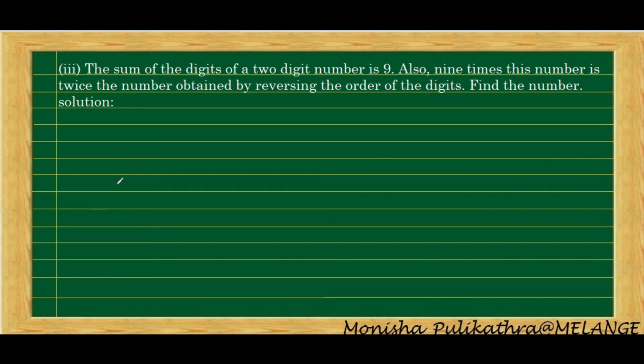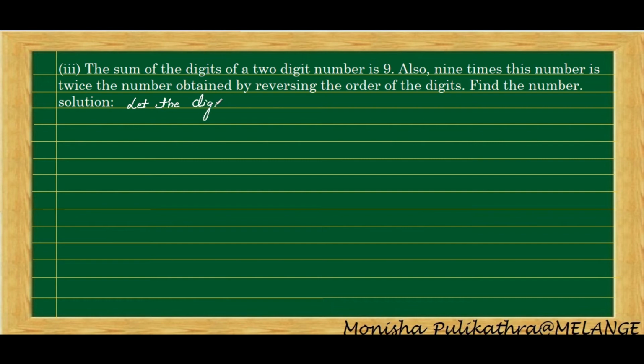Moving on to the third question. The third question is, the sum of the digits of a 2-digit number is 9. So it is a 2-digit number, like 24, 36, 42, and we don't know what the digits inside that 2-digit number are.